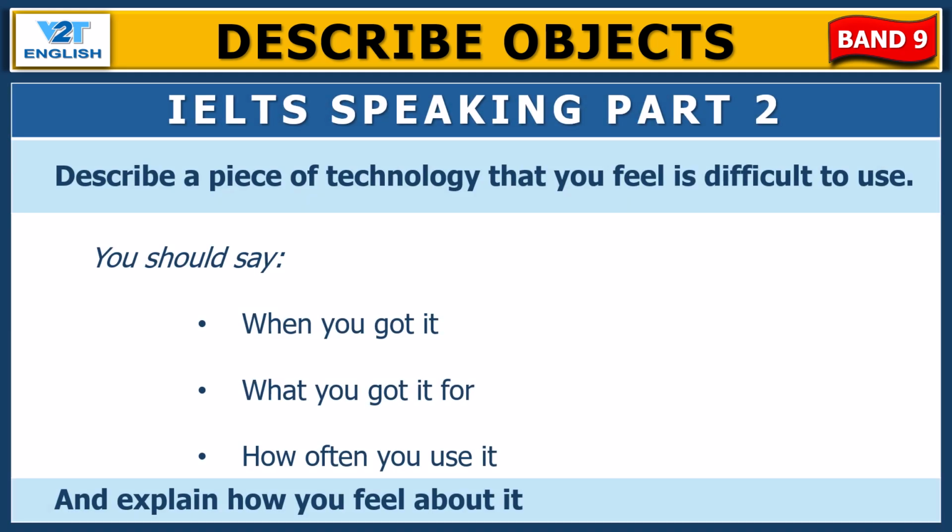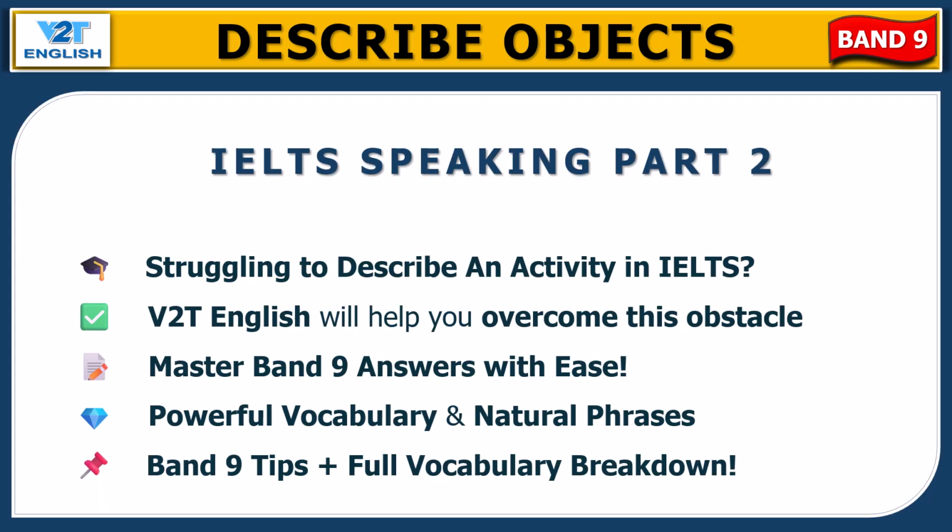Describe objects. IELTS Speaking Part 2. Describe a piece of technology that you feel is difficult to use. You should say when you got it, what you got it for, how often you use it, and explain how you feel about it.